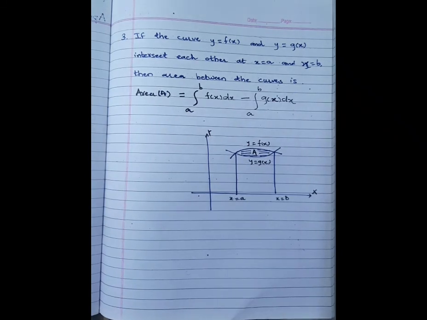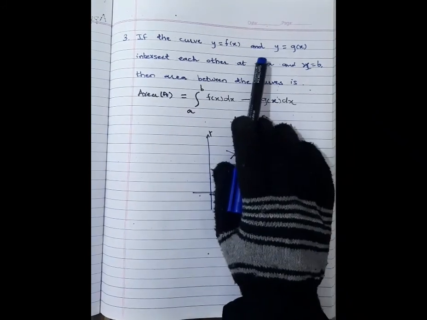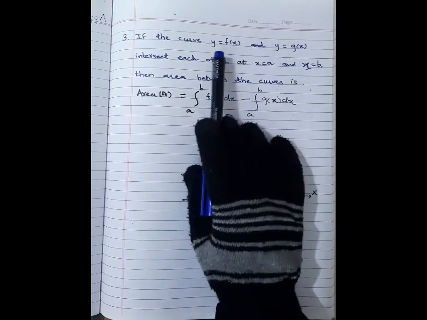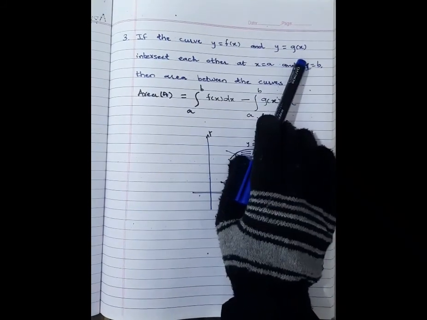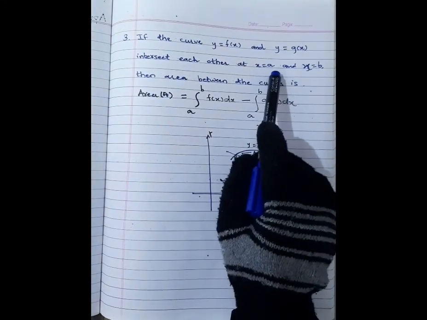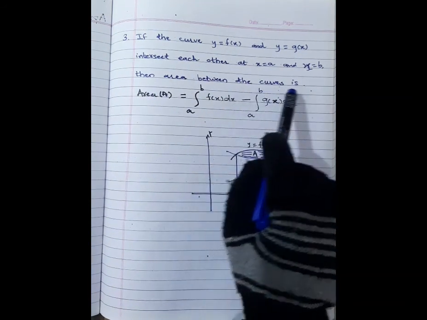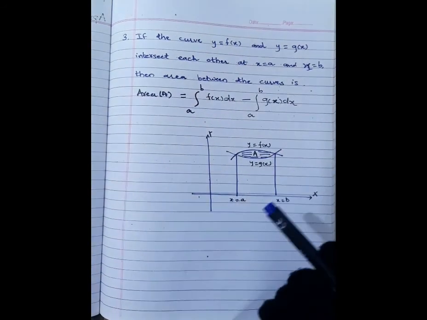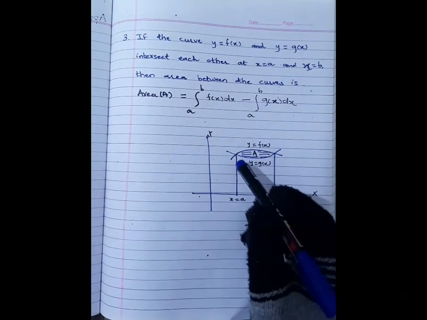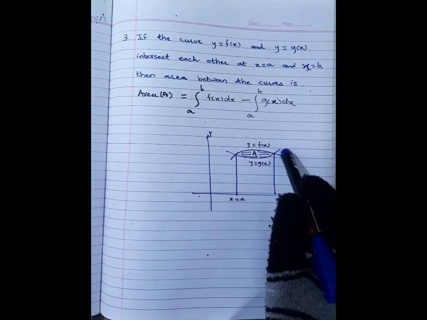Now next we'll see if the curves y is equal to f of x and y is equal to g of x. Here given that two curves y is equal to f of x and y is equal to g of x intersect each other at x is equal to a and x is equal to b, then the area between the curves is... Here students, what is given is two curves, y is equal to f of x and y is equal to g of x.